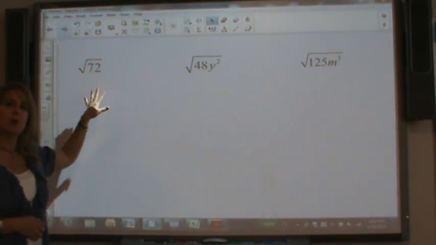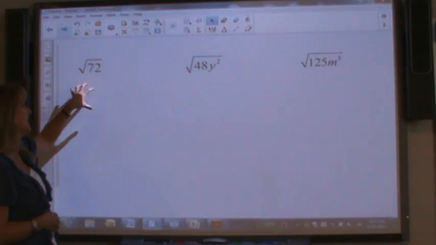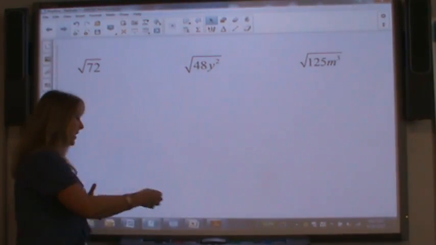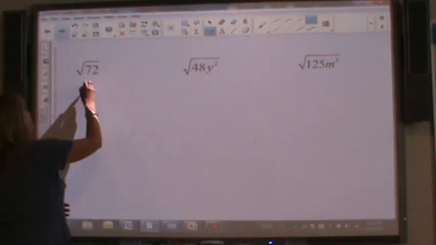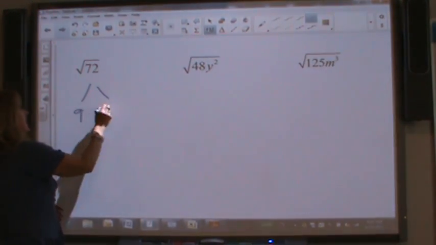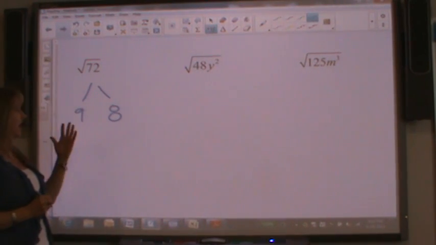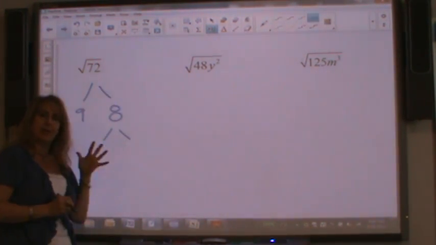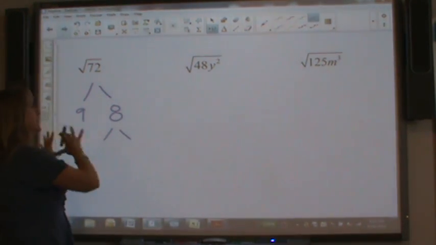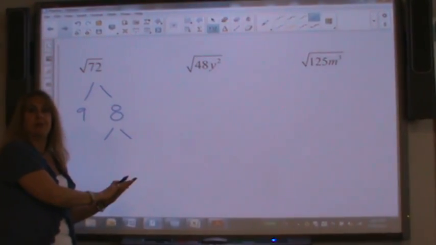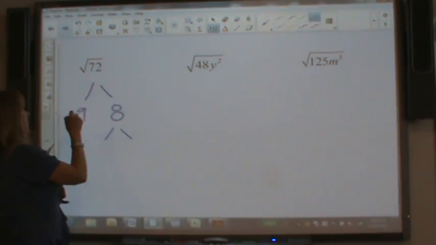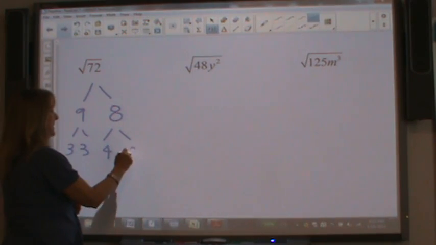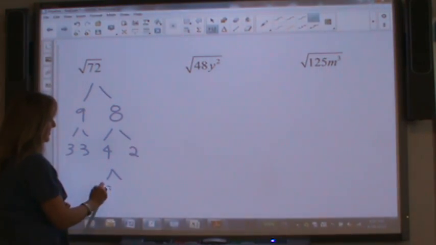Let's look at the square root of 72 again. You may not have seen right away that it's 36 times 2. You might see it as, well, I see it as 9 times 8. Okay? 9 is a perfect square, but 8 isn't. So let's talk about factoring it. What I'm doing is a factor tree to help me simplify this radical. So 9 can be written as 3 times 3, and 8 can be written as 4 times 2. That 4 can be written as 2 times 2.